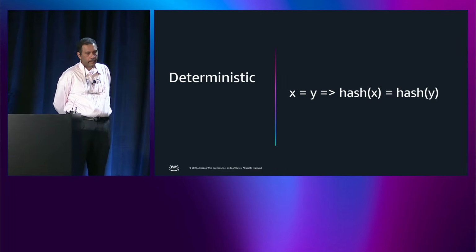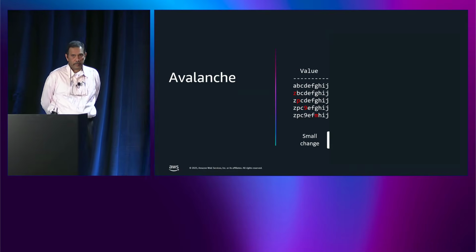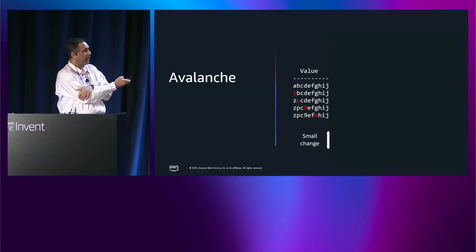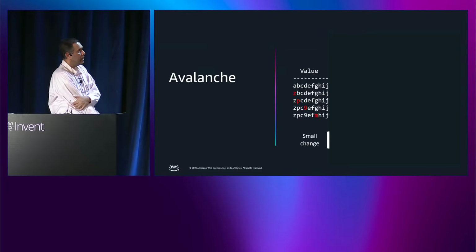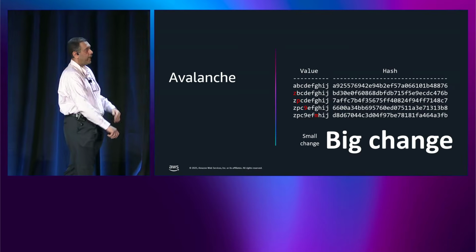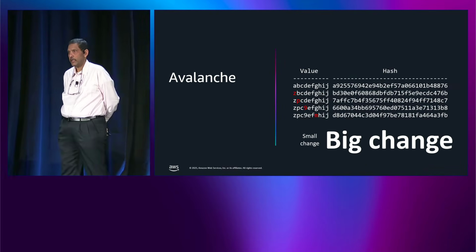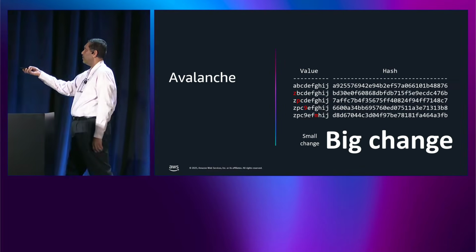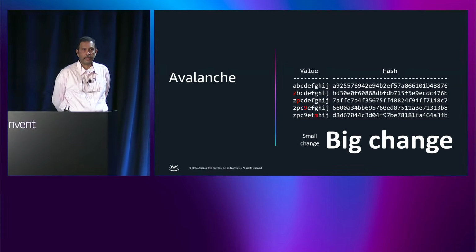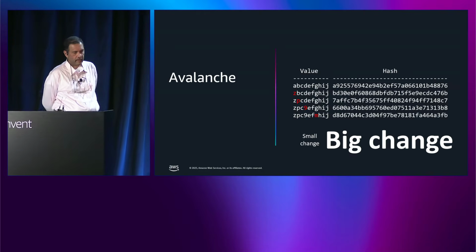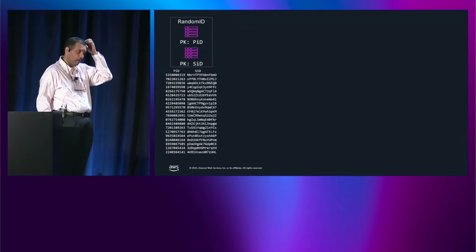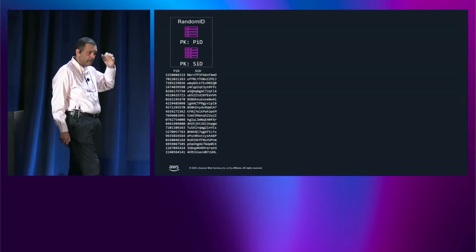Keep that in mind. The other property I mentioned is avalanche, which basically says that if you make a small change to the value, you should have a large and unpredictable change in the hash. So notice, I make a very small change to the value, you get this very large change to the hash. So those are the characteristics of the hash function we use. And it's worked great. Over a decade, we've never had a problem with this hash function.